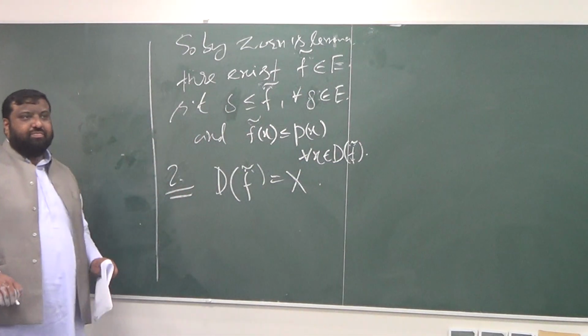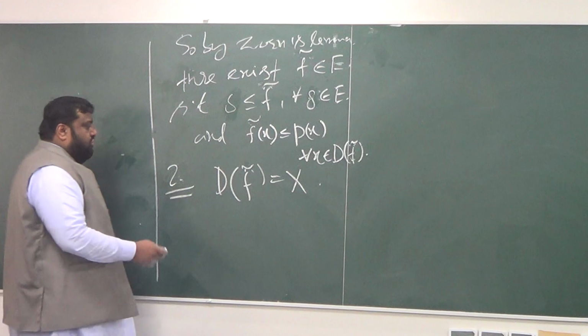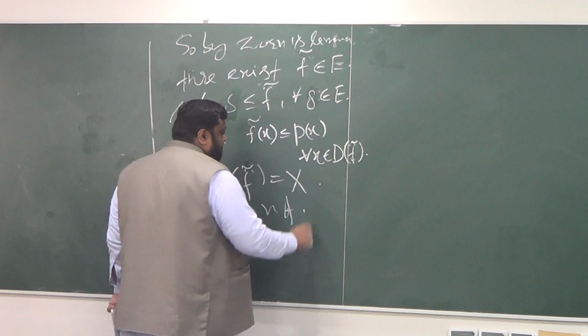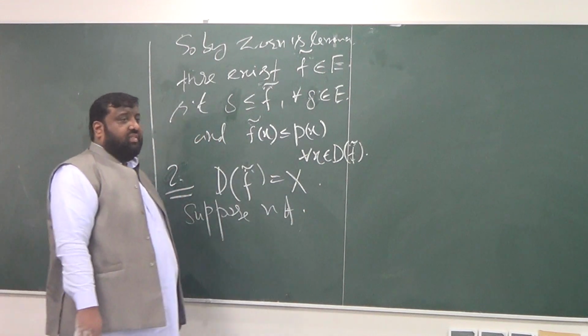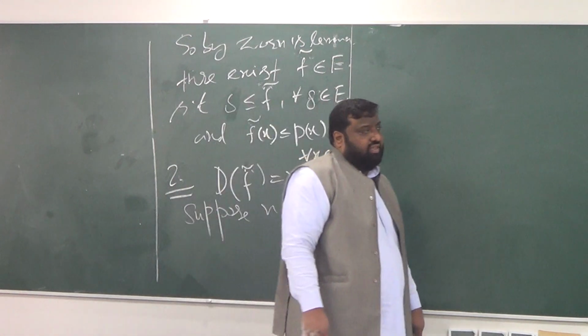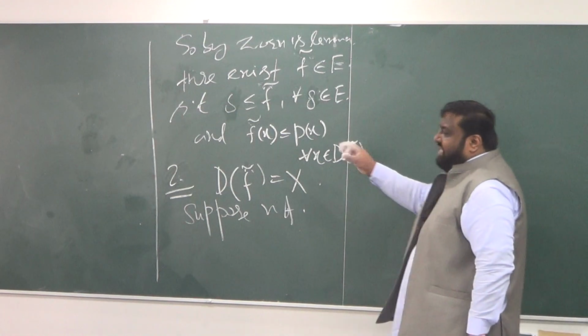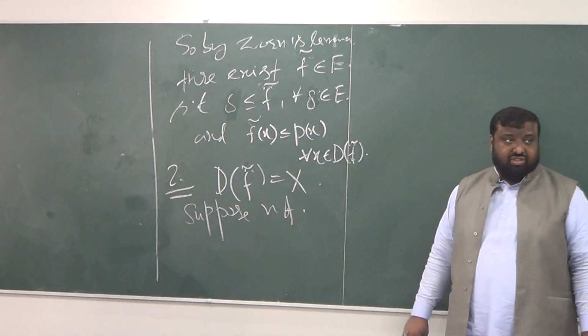So we want to show this. We're going to show it through contradiction. Suppose not. Suppose that the domain of f tilde is not the whole of X. What I'm going to do is construct an element which is bigger than this maximal element in E, an extension of f tilde. So we're going to get a contradiction to the maximality of this f tilde. That's what we are heading toward.